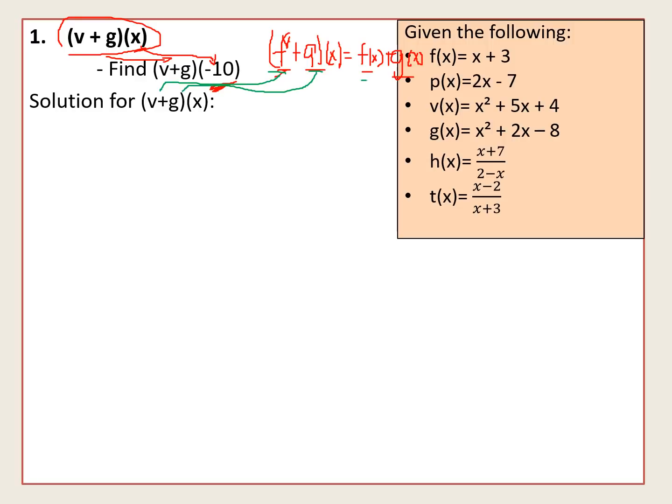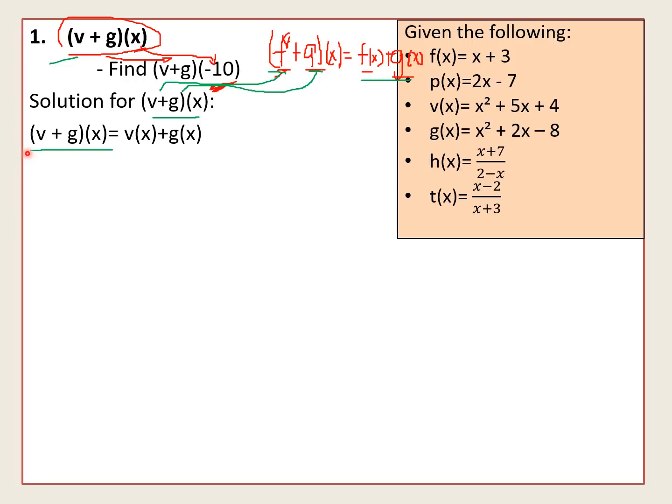So, gagayahin natin yung format nito. Okay? For us to be able to get v plus g of x. So, ano po yung magiging unang solution? Sa unang solution, isusulat natin yung kailangan natin hanapin. So, v plus g of x, ito. Tama? Then, according to the definition that the sum of two functions, it would be equal to first function, tama ba? Which is v, first function plus the second function, which is g.